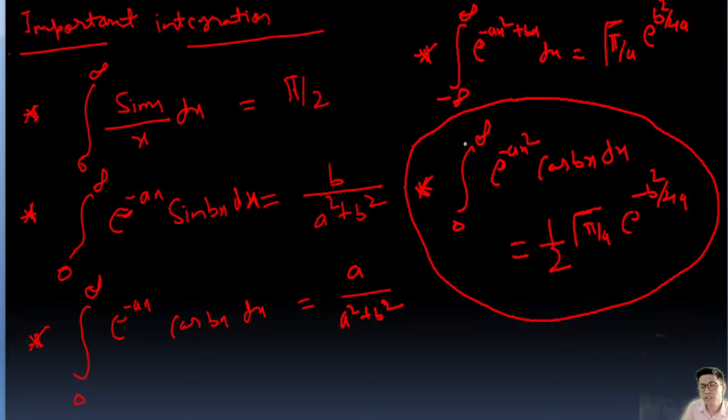So integration 0 to infinity of e to the power minus ax square cos bx dx. This value is going to be 1 upon 2 root pi upon a e to the power minus b square upon 4a. These are important integrations which you need to note down and memorize by practicing questions.